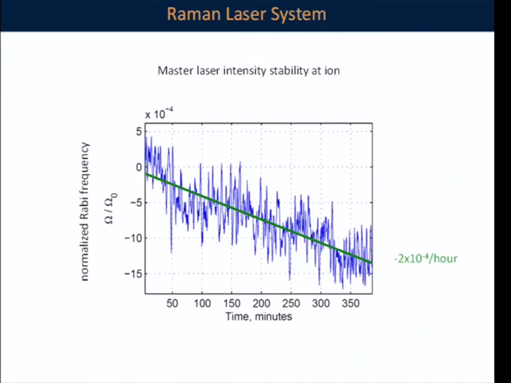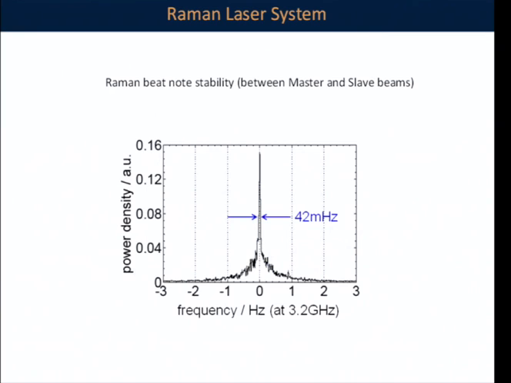So we can look at the intensity stability in the long term at the ion. This is the Rabi frequency at the ion. It's 10 to the minus 4 over several hours here. So we see a sort of long-term drift of about 2 times 10 to the minus 4 per hour. This is measured with the ion. And the noise here is a combination of just statistical measurement noise, but also the 10-minute cycling time of our lab air conditioning, which you definitely see in here.